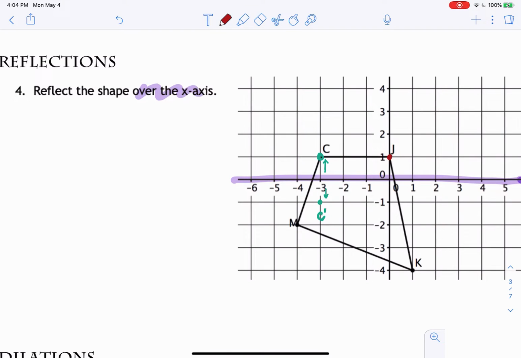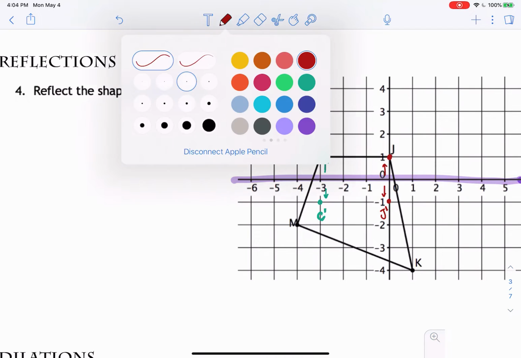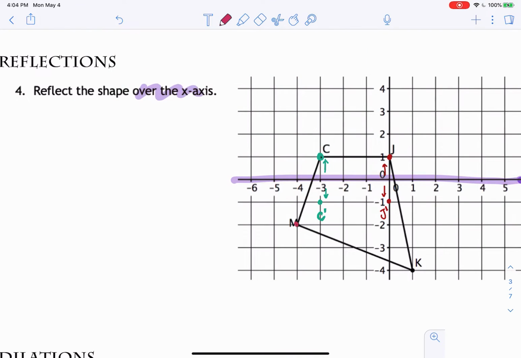J is 1 up as well. Flip it down, J prime. So we're reflecting over. M is 1, 2 spaces. So we'll go 1, 2 spaces up. Flip it over, M prime. K is 1, 2, 3, 4 spaces down, so we'll flip it 1, 2, 3, 4 spaces up and land on K prime.